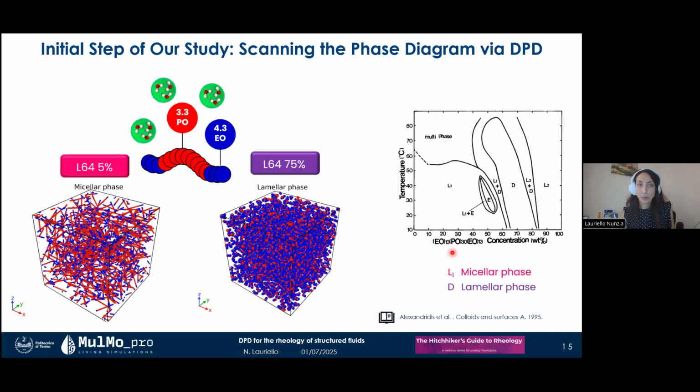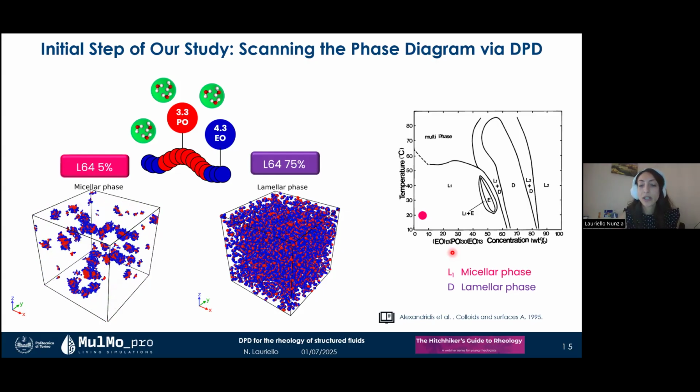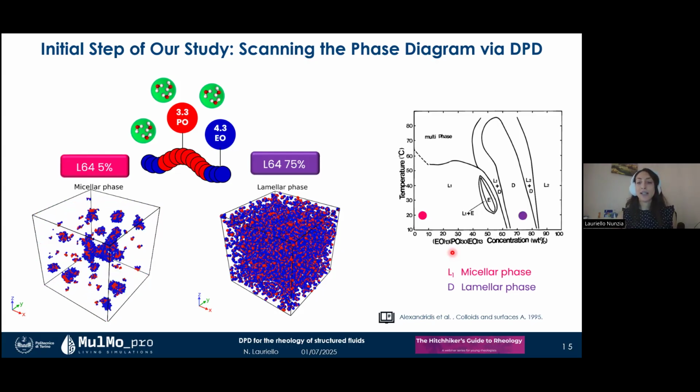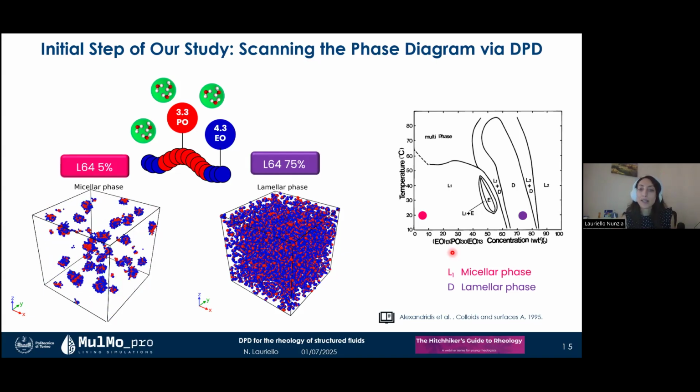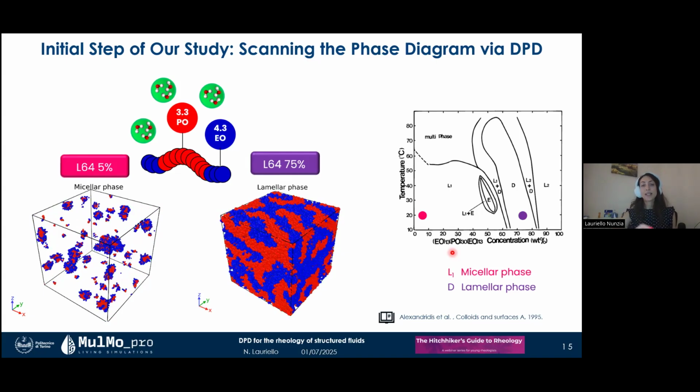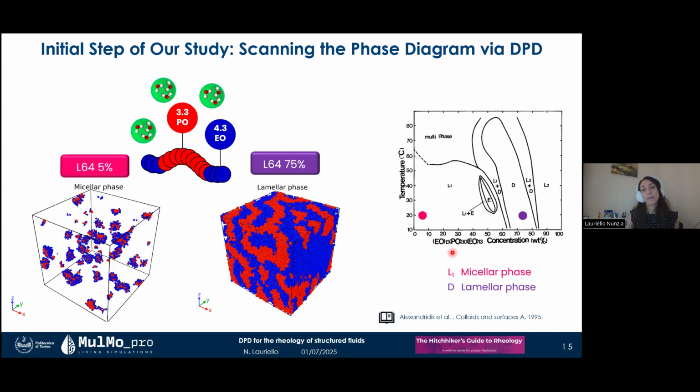Which physical properties? First of all, we want to reproduce the phase diagram of the system, the structural properties of L64 in water. So we validated our model against the phase diagram, and we are able to reproduce the formation of the micellar phase at 5% of polymer concentration, as well as the formation of the lamellar phase at 75% of polymer concentration. Let's take a moment to appreciate the formation of the lamellar phase.